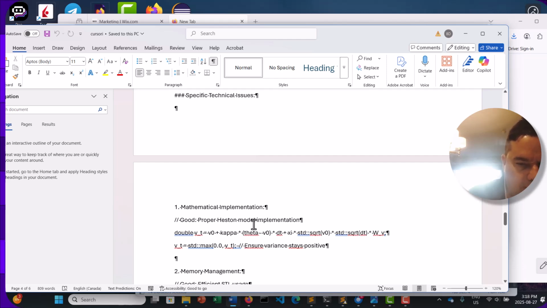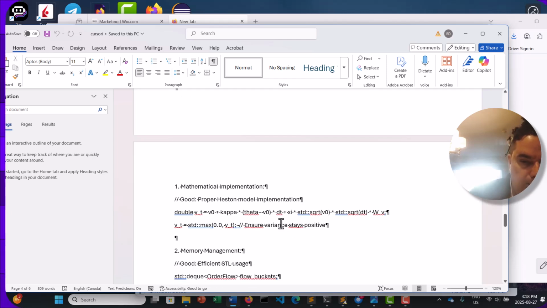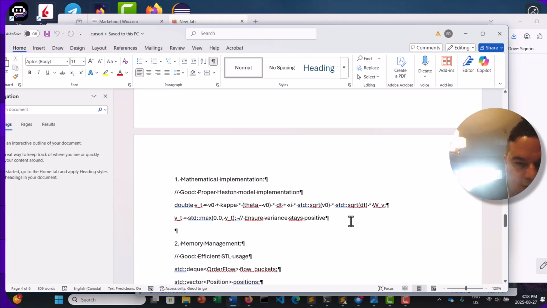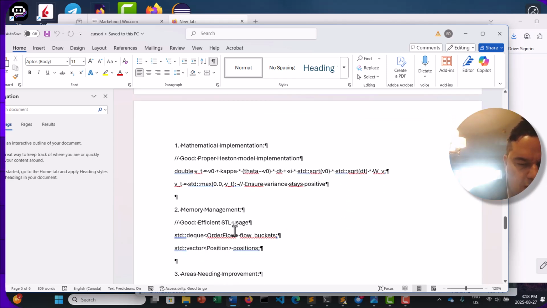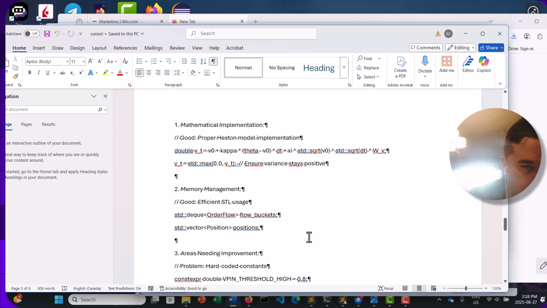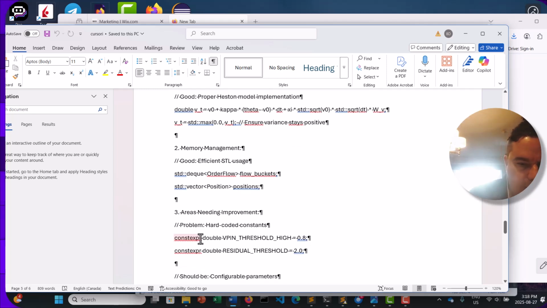Mathematical implementation, proper Heston model implementation. So there's a formula right there. Memory management, good, efficient STL usage. So that's good. Areas needing improvement, hard coding constants.